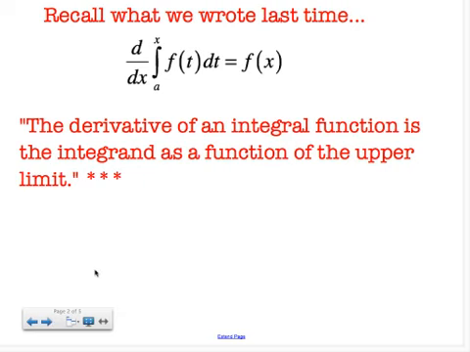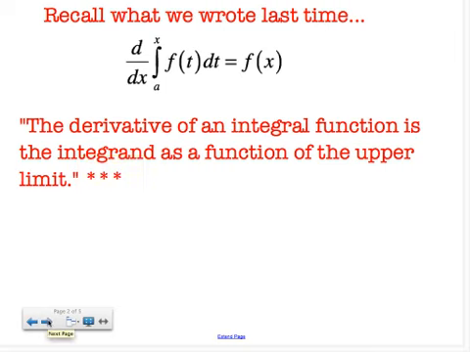If we go back a couple lectures, we will remember that we first saw the fundamental theorem of calculus part 1 written in this form. And in English we said that that meant the derivative of an integral function is equal to the integrand as a function of the upper limit. And there were 3 asterisks written after that statement. I didn't talk about those asterisks then, but we're going to talk about what happens and why those asterisks are there in this lecture today.